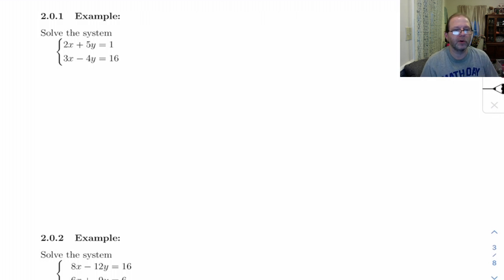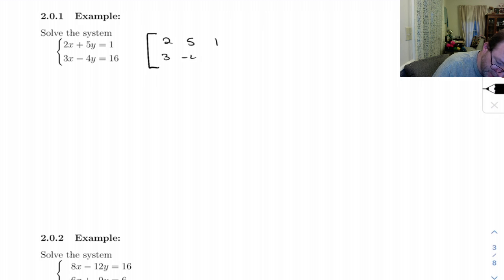All right, let's look at three more examples of Gaussian elimination with back substitution. This first system, we want to solve that. So we'll first rewrite it as an augmented matrix. That's going to be 2, 5, 1, then 3, negative 4, 16. All right, we want to get a 0 here.